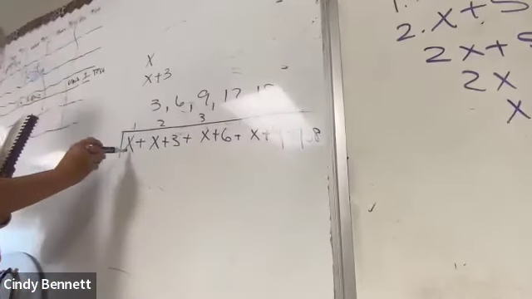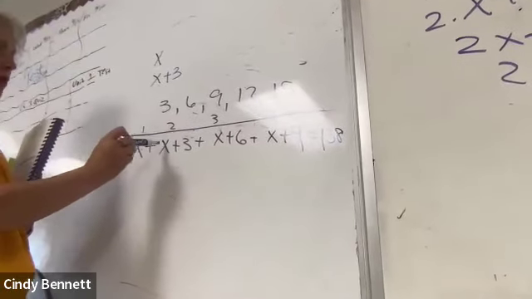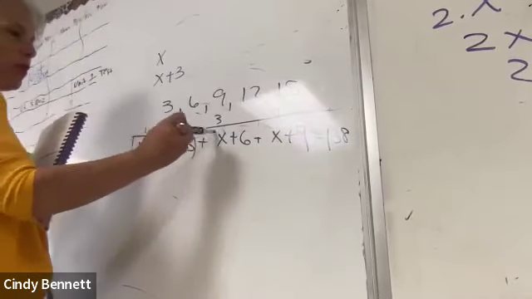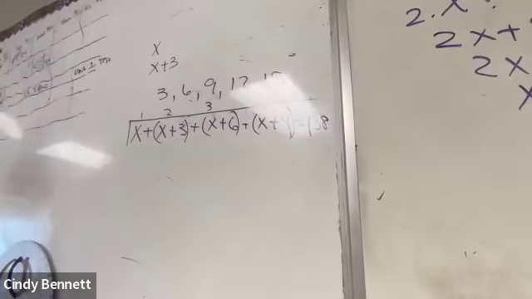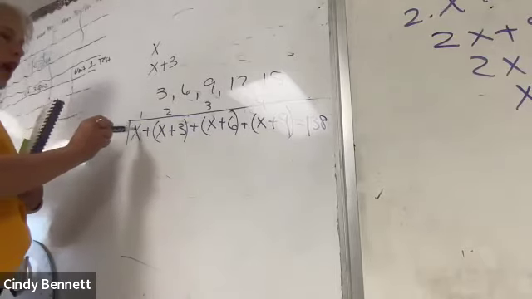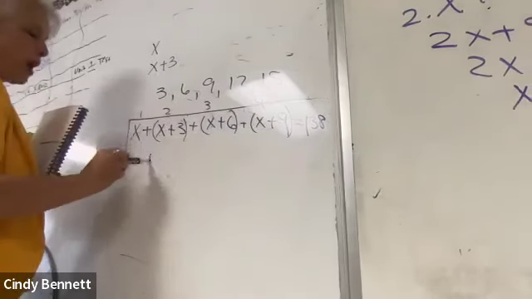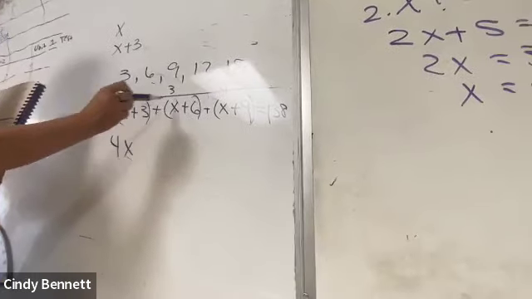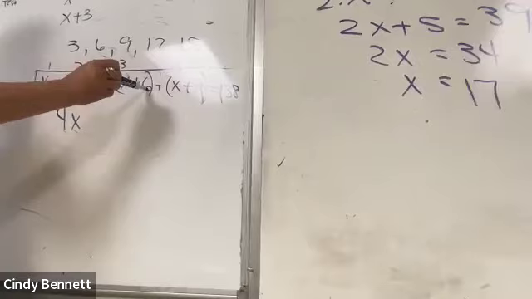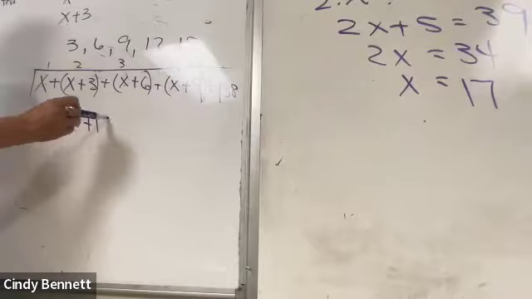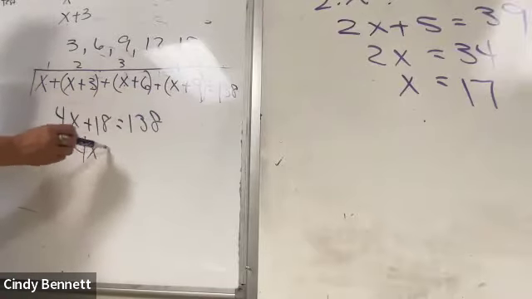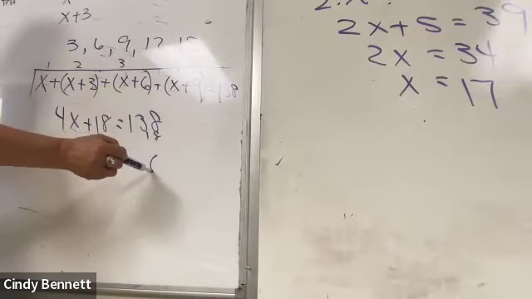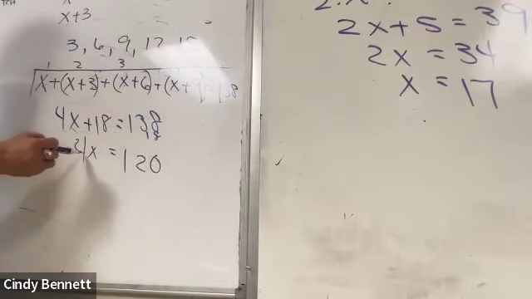Okay, so now you're just going to add. You could make parentheses like this if you want. It doesn't really change anything. But now I add 1, 2, 3, 4 x's. I add 6 and 9 is 15 plus 3 is 18. Subtract 18. Divide by 4.